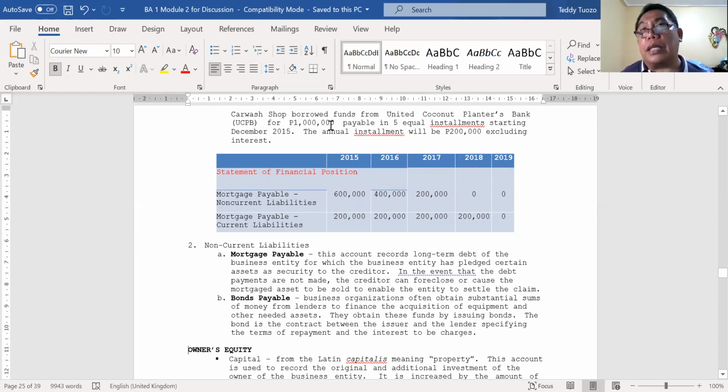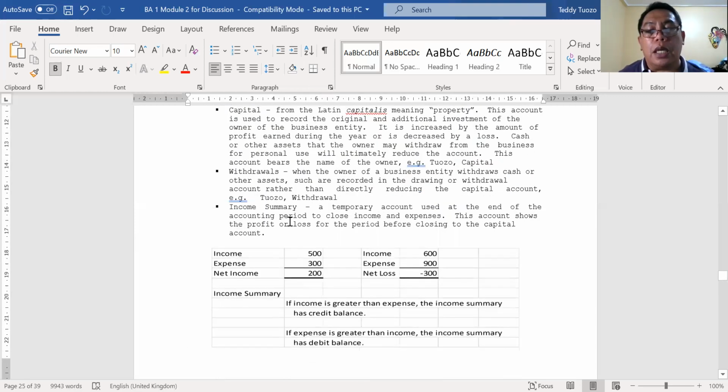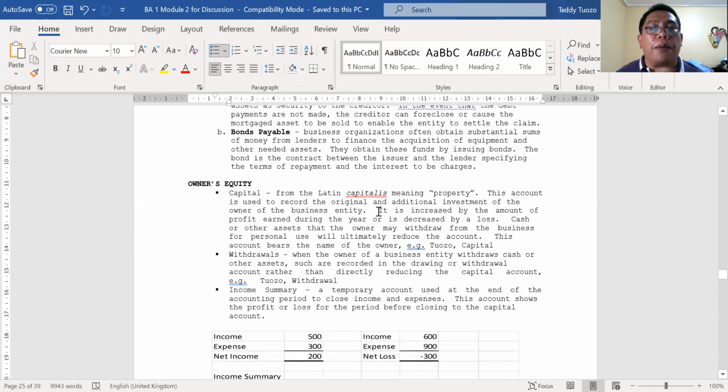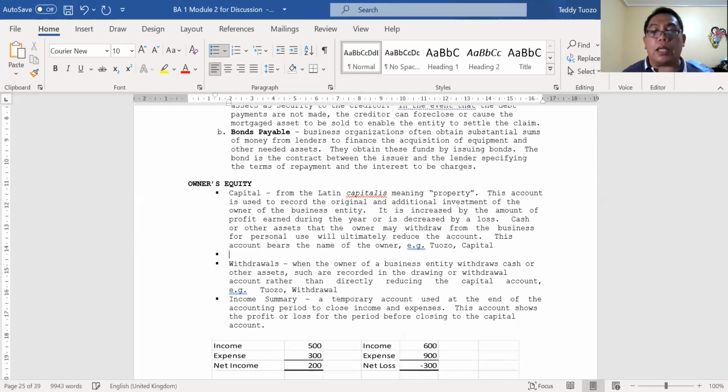Next, another element of the statement of financial position is the owner's equity. You have the capital. From the Latin capitalis, meaning property, this account is used to record the original and additional investment of the owner of the business entity. It is increased by the profit earned during the year or decreased by a loss. Cash or other assets that the owner may withdraw for personal use will ultimately reduce the account. The account bears the name of the owner. For example, if it is my business, the proper account title is Tuzo Capital.